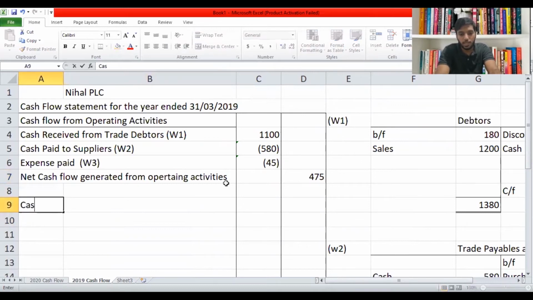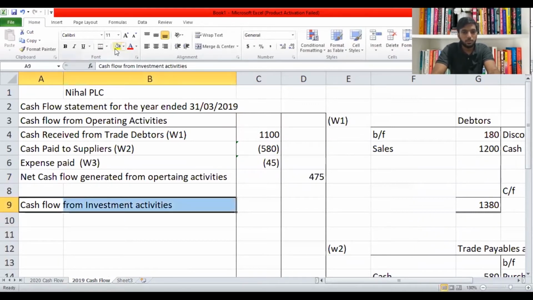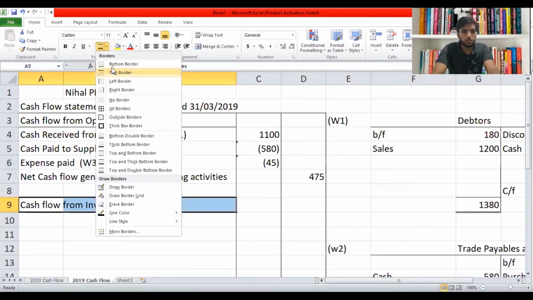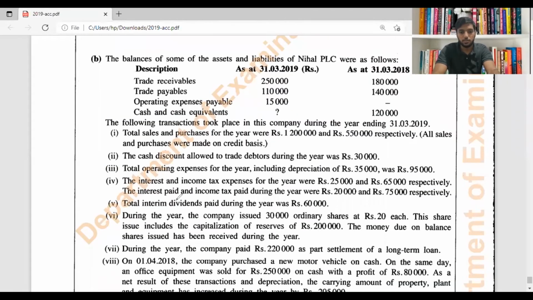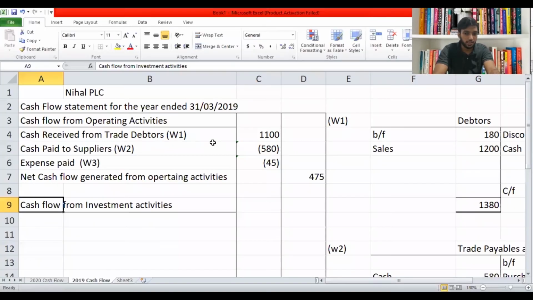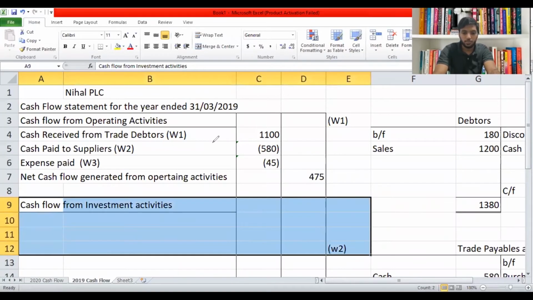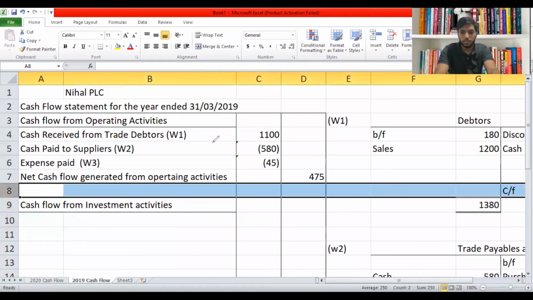So I'll write here cash flow from investment activities. Small topic. So after writing this, now I'll move on to my sum and just see what is my cash flow from operating activities. Total interim dividends, they are given 60. I have one more particular thing I forgot to do in my operating activities. So I'll just make this adjustment.